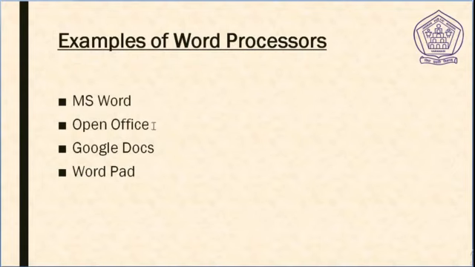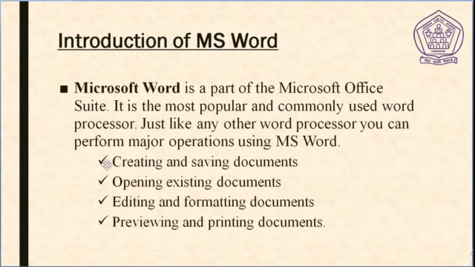Here OpenOffice is written. OpenOffice is also a popular word processor software, but it is free of cost. Means you can download it freely from the internet. There is no need to purchase it. But MS Word you have to purchase because it is paid software. Google Docs is generally used on the Android mobile operating system and is very popular word processing software. WordPad is also used for word processing. Okay, now let's move to the next topic.